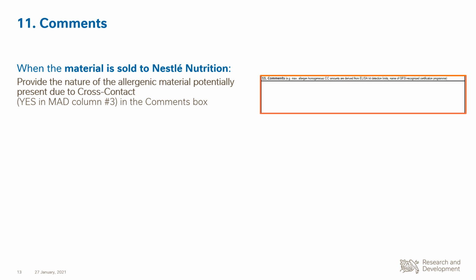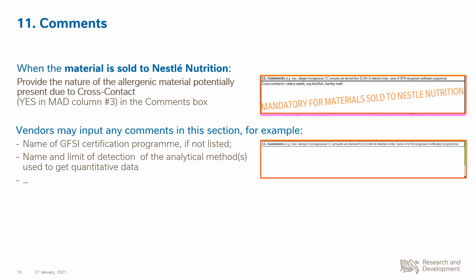Step 11. Comments. When the material is sold to Nestlé Nutrition, each time a yes has been input in MAD column 3, indicate in the comments box the nature of the allergenic material that is potentially present due to cross-contact. For instance, celery seeds, soy lecithin, or barley malt. Otherwise, please use this section freely to indicate the name of the GFSI certification program if it was not listed in the drop-down list at section 6, the name and the limit of detection of the analytical method used to get quantitative data, any other information that you would like to share.